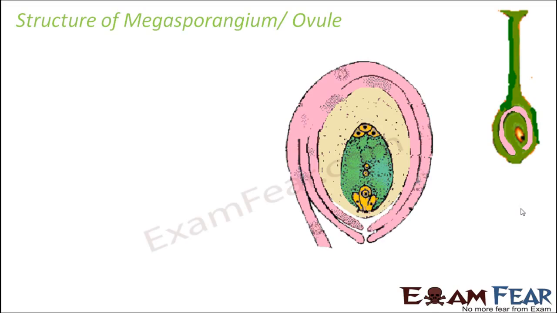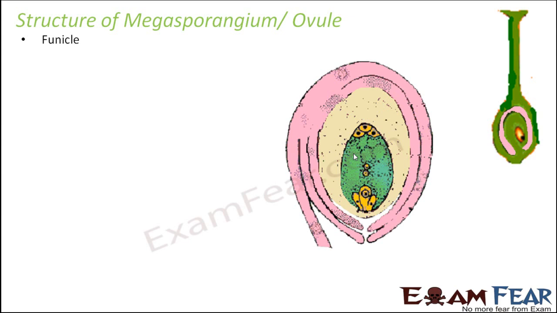Before that, let us understand the structure of the ovule. This is a detailed structure of the ovule. In this picture, this entire thing is the ovary. The pink colored structure and everything inside it is the ovule. That pink structure is being magnified here, so this is the magnified structure of the ovule. Now let us understand the various parts of the ovule.